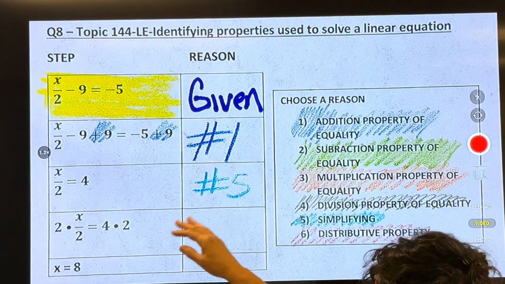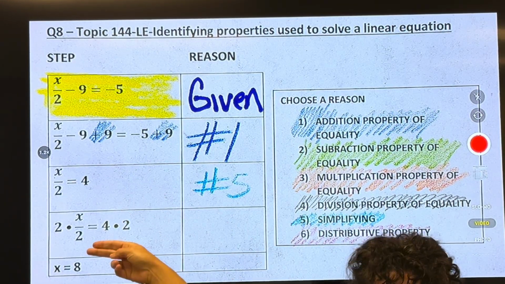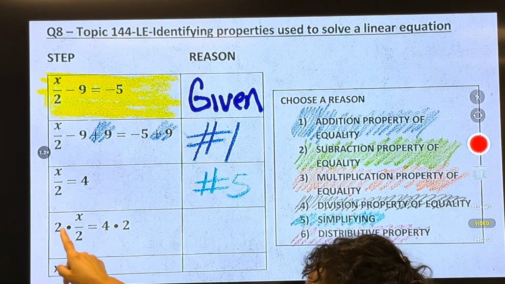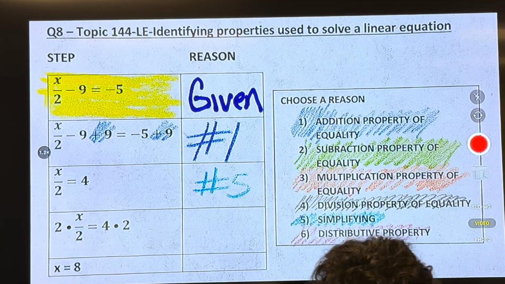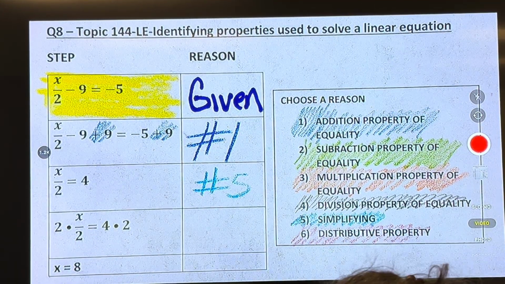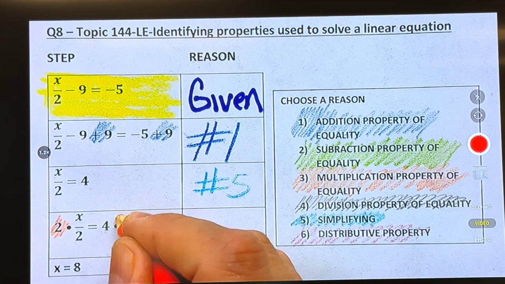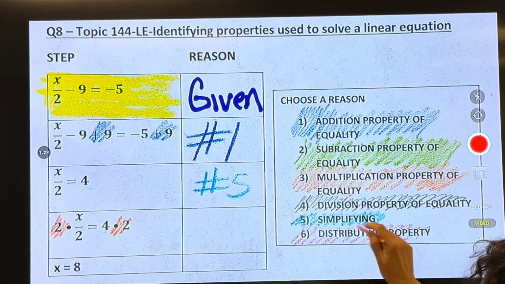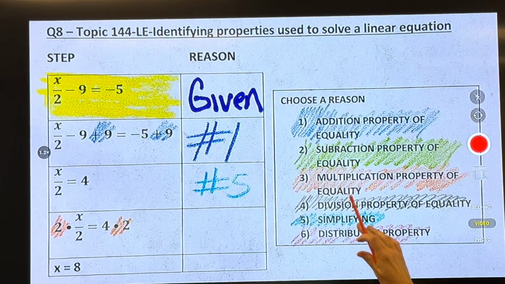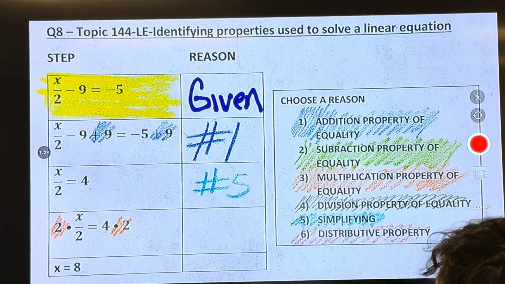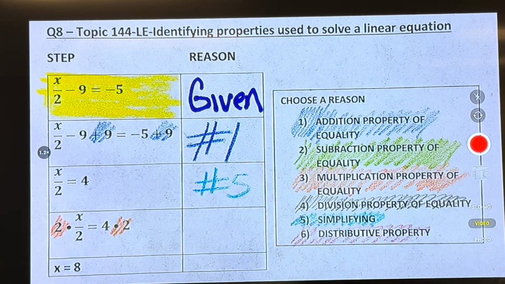Now let's take a look at how this line looks different from this line. I have a multiply by 2 on both sides. So the multiplication by 2 on both sides, we're using the multiplication property of equality. So let's choose number 3.